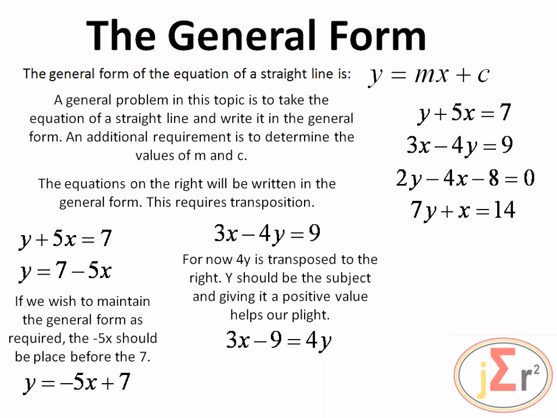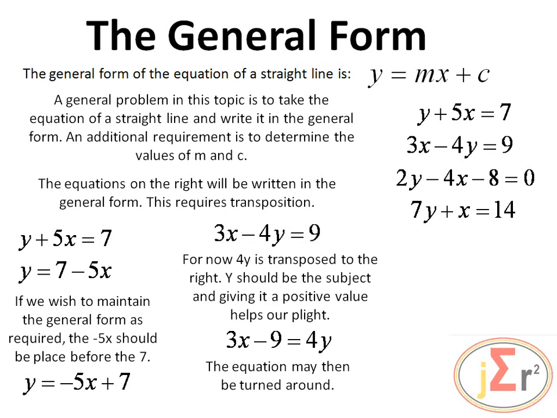So let us see what we do. Yes, so the 4y is placed on the right. And of course, the 9 that we have here is placed on the left. It is a positive 9, not accompanied by any sign, transposed to the other side where it becomes a negative 9.